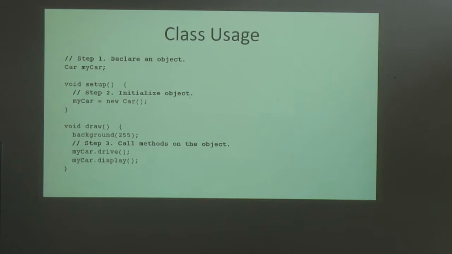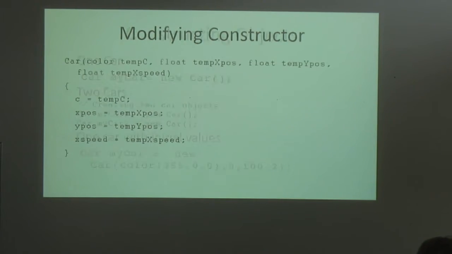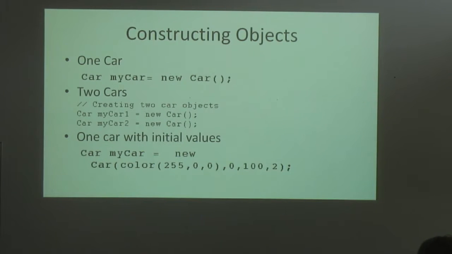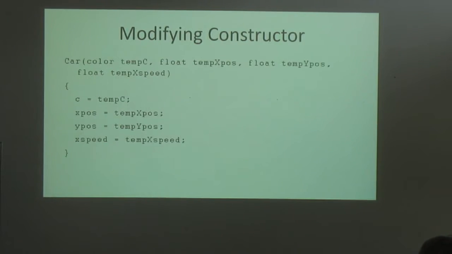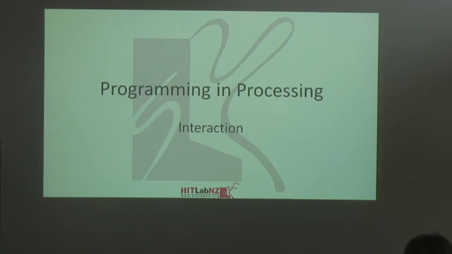So I sort of whipped up that simple car racing demo, which just had two cars which move along the screen. Talked about things like how we can construct multiple objects and different constructors and stuff like that. Anyway, so we talked earlier about how Processing is sort of a language of interaction.